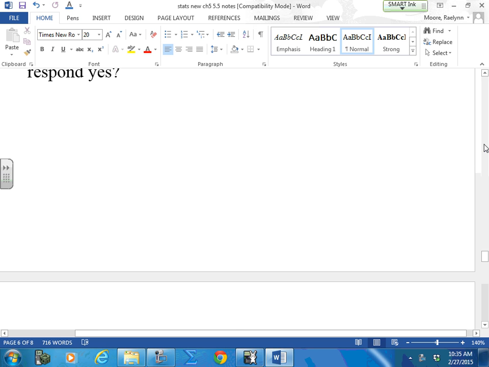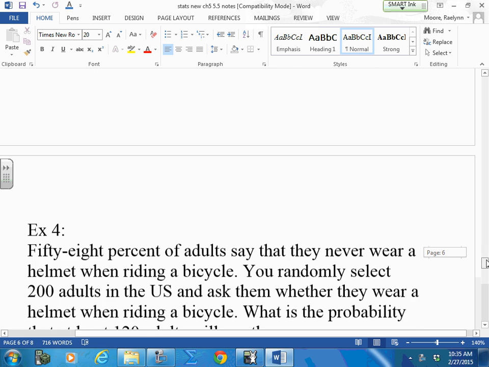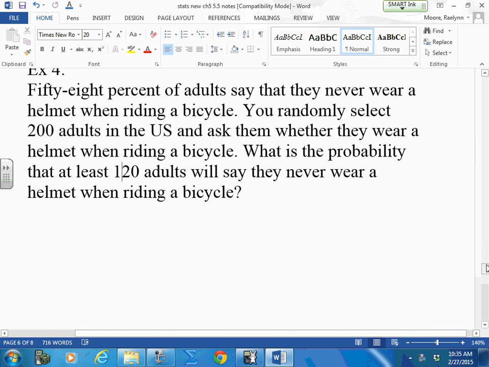So we're going to start with this little guy, example 4, and it says 58% of adults say that they never wear a helmet when riding a bicycle. You randomly select 200 adults in the U.S. and you ask them whether they do wear a helmet when they're riding a bicycle. They can say yes or no. This is the binomial part. What is the probability? Here's what we're looking for. That at least 120 of those adults from our sample of 200 will say that they never wear a helmet. And the never wear a helmet is exactly what we measured.